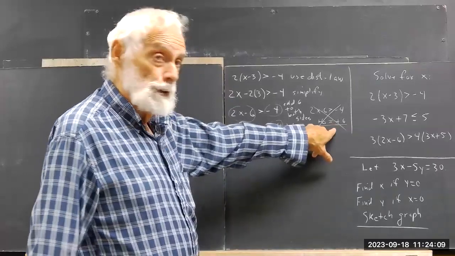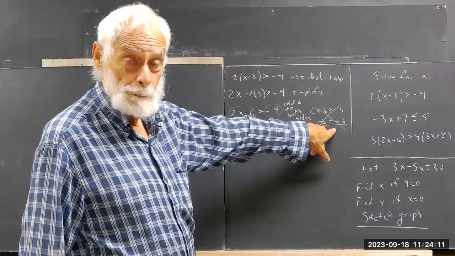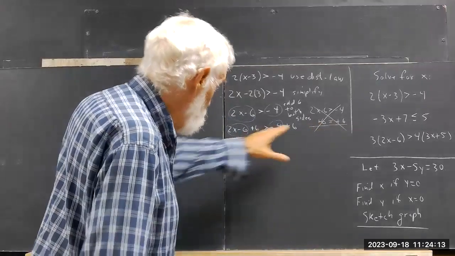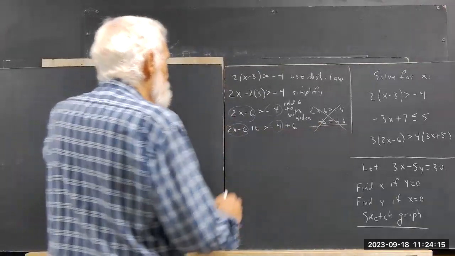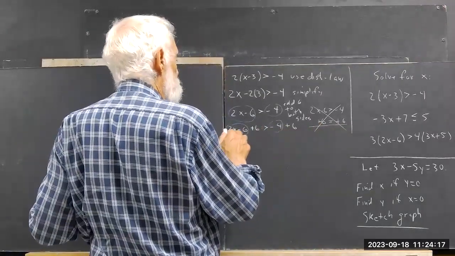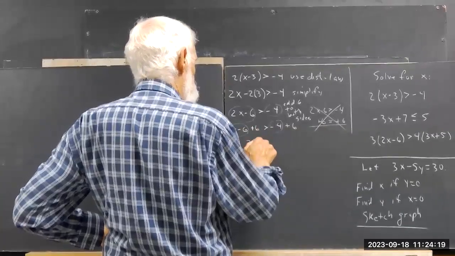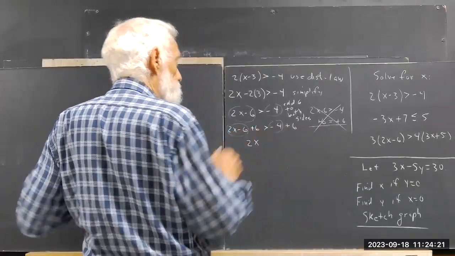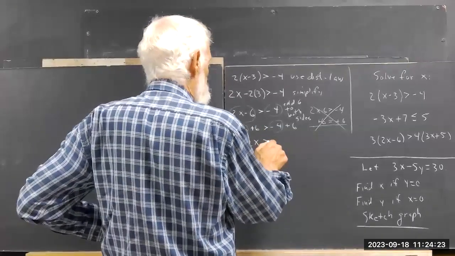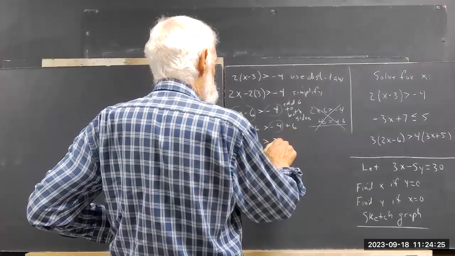If we're ever making mistakes by doing it like this, and most people are, you're less likely to make a mistake this way. So now we've got 2x minus 6 plus 6. Well, that's 2x. Minus 6 plus 6 is 0. And this is -4 plus 6, that's 2.